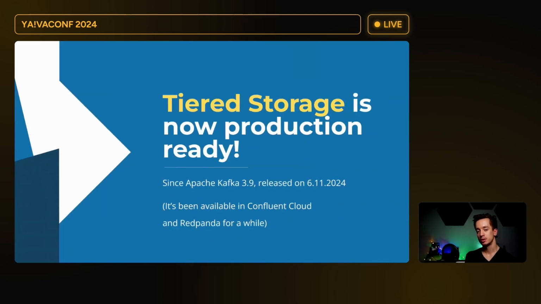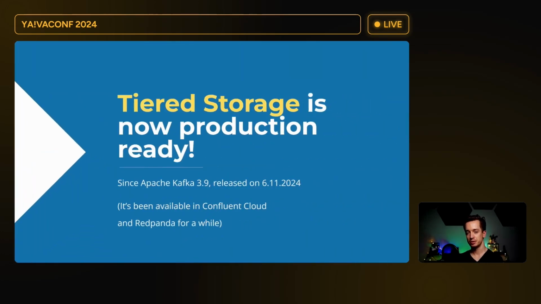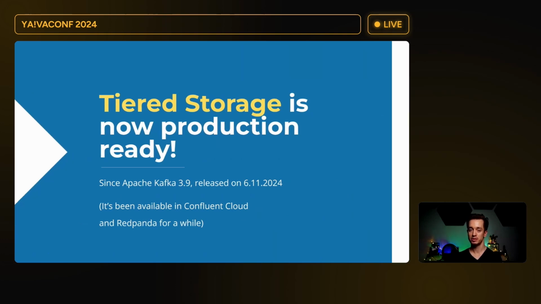And Confluent Cloud and Redpanda have had this feature available for a while, and it was available in Kafka, but it was in early access or pre-production. I don't know what the term is. But since Kafka 3.9, which was released early November, tiered storage is declared production ready. And I think that this really is a game changer that's supporting the concept of streaming data products in a very significant way.